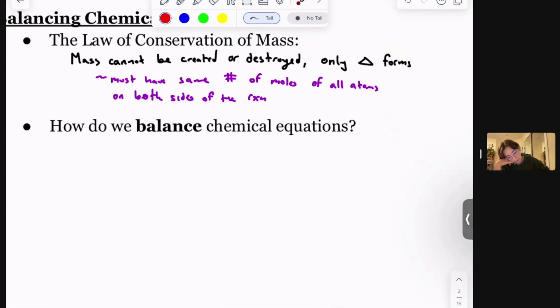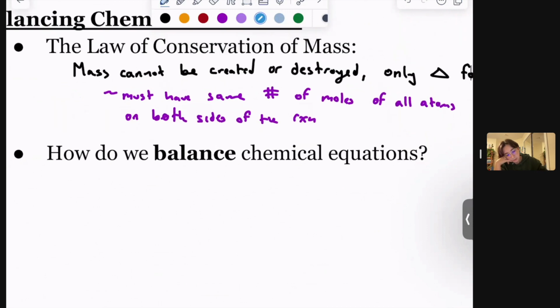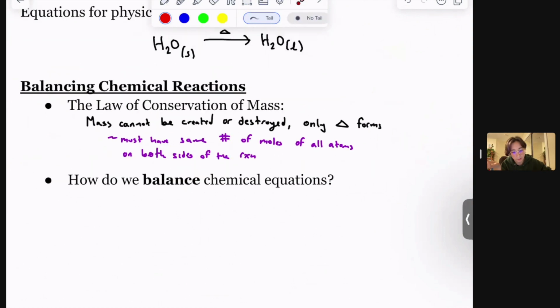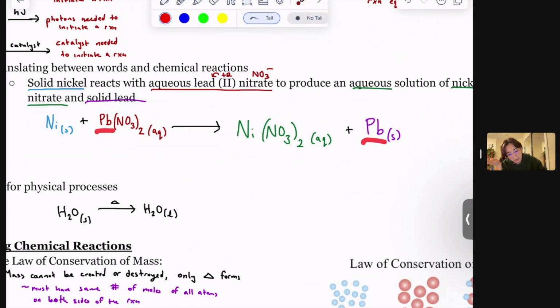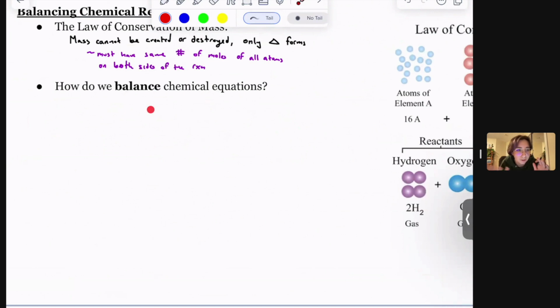There's a lot of different strategies for balancing a chemical equation. What we mean by balancing is making our equation obey the law of conservation of mass. So looking at this, I could already count. I have one nickel, one lead, 2 nitrates. Everything already matches on the 2 sides of the arrow. So sometimes I get lucky. This one's already balanced. But what I mean by balancing is sometimes we need to mess with the equation a bit to make it obey the law.